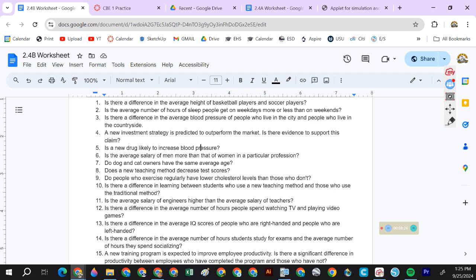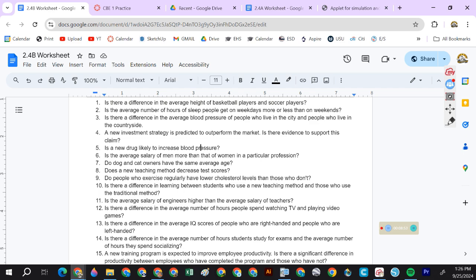4, a new investment strategy is predicted to outperform the market. Is there evidence to support this claim? One-tailed. We're assuming that it's better. 5, is a new drug likely to increase blood pressure? One-tailed. 6, is the average salary of men more than that of women in a particular profession? One-tailed.